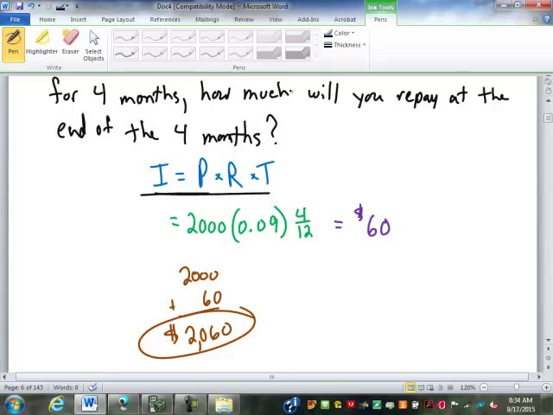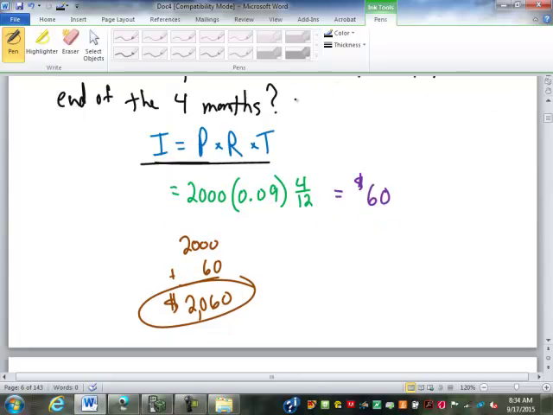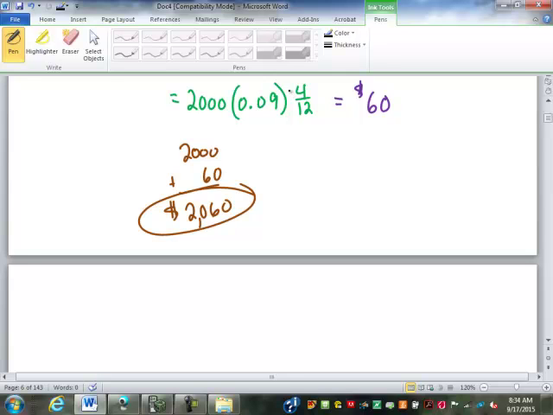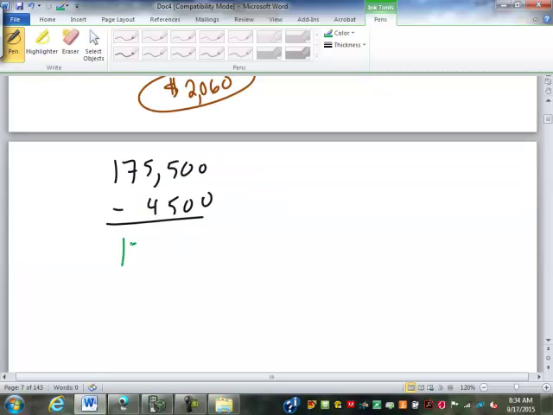13. 13, what page is that again? That's 97. So page 97, number 13. Larry purchased a new combine that cost $175,500 less a rebate of $4,500. So we're going to subtract the $4,500. What they're trying to tell us is that he actually paid $171,000 for it.